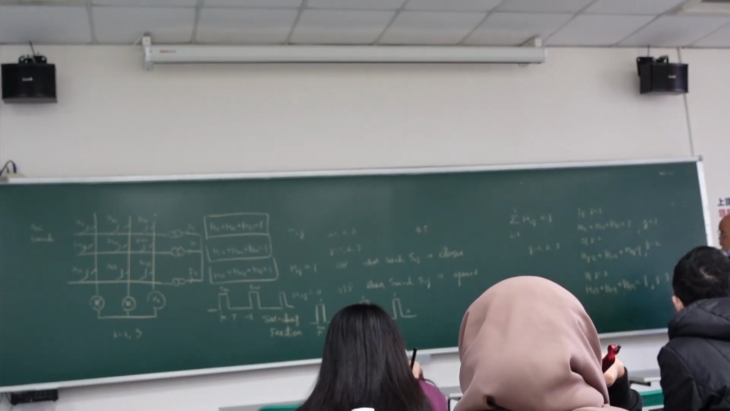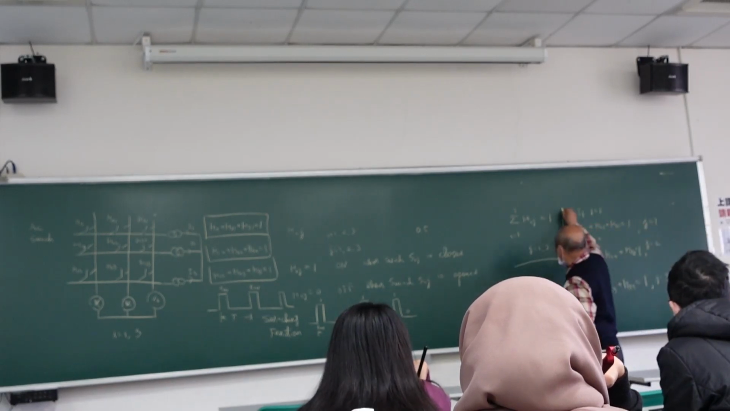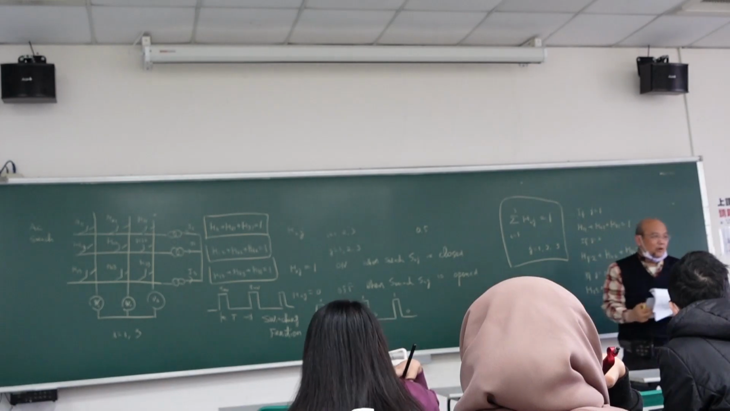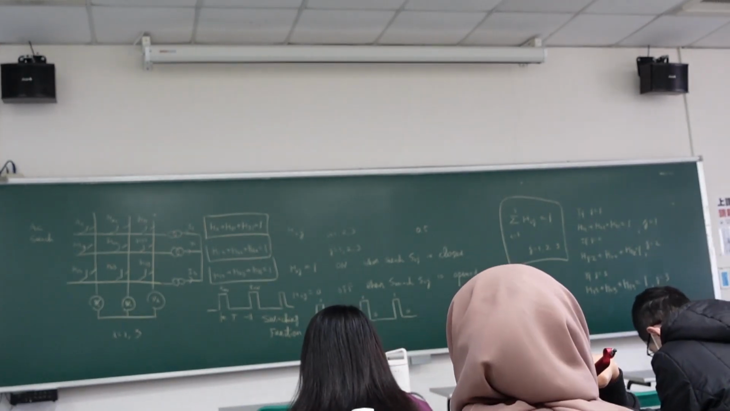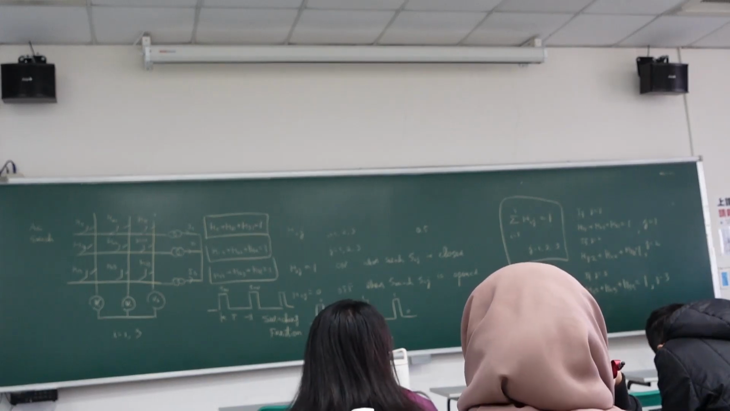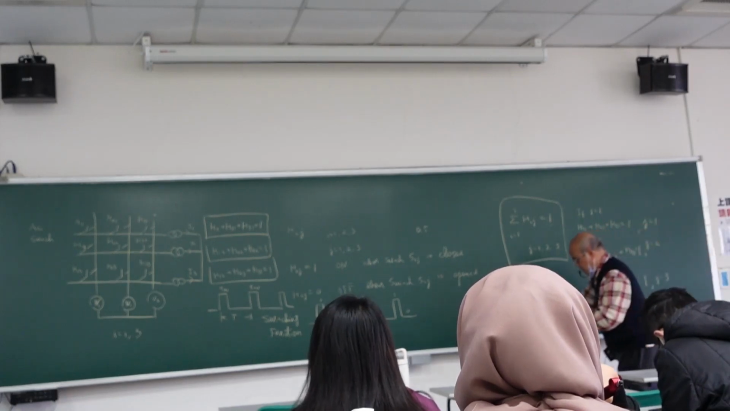But to simplify this, we can write down this math. So very simple. Only one equation, right? So the summation of h_ij equal to 1, where i can be from 1 to 3. So this is the equation.